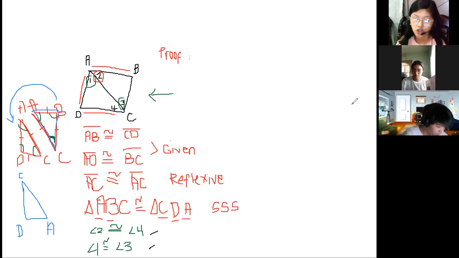Kasi meron tayong parallel sides. Yung side PS and side QR. Next, we have the given, yung measurement ng angle 1, tingnan nyo yung angle 1, and equal siya sa measurement of angle 2. And then, yung next naman, angle R is equal to the measurement of angle 4. So, measurement of angle 3 is equal to the measurement of angle 4. So, ano ang theorem na nag-justify dito?